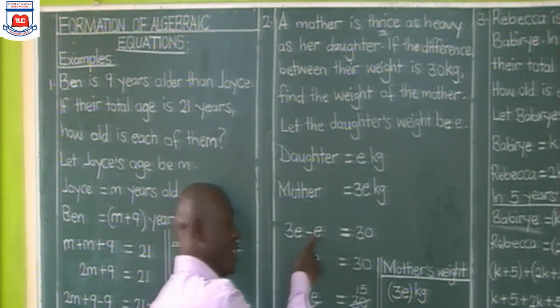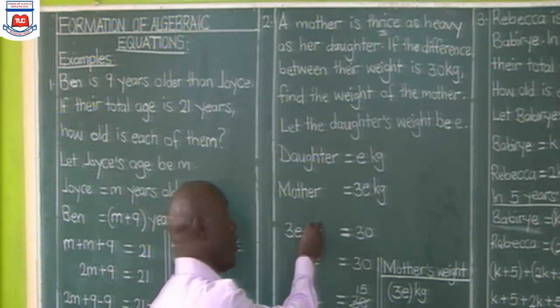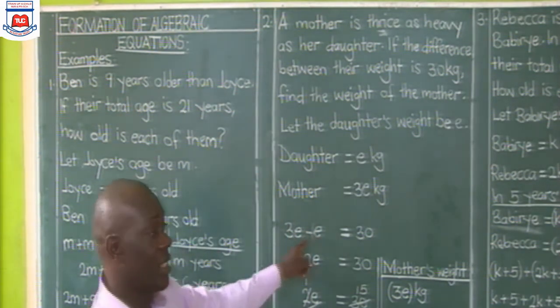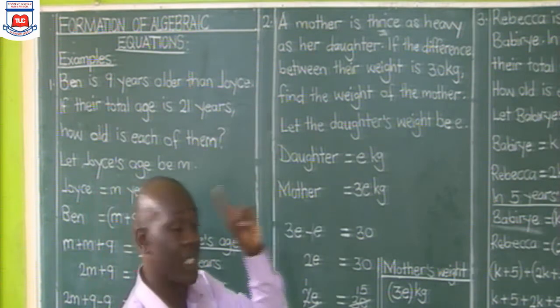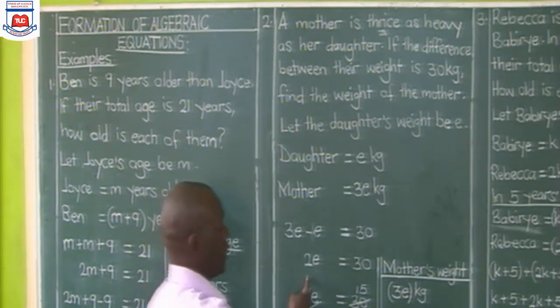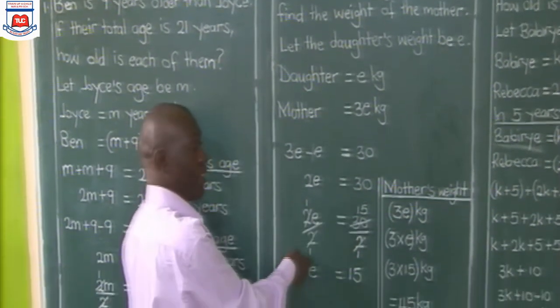This single E is written as E. In algebra, we are not allowed to write a 1 against a letter. So 3E minus E is the same as 3E minus a single E. So 3 minus 1 is 2E. So 2E equals 30. Divide either side by 2.